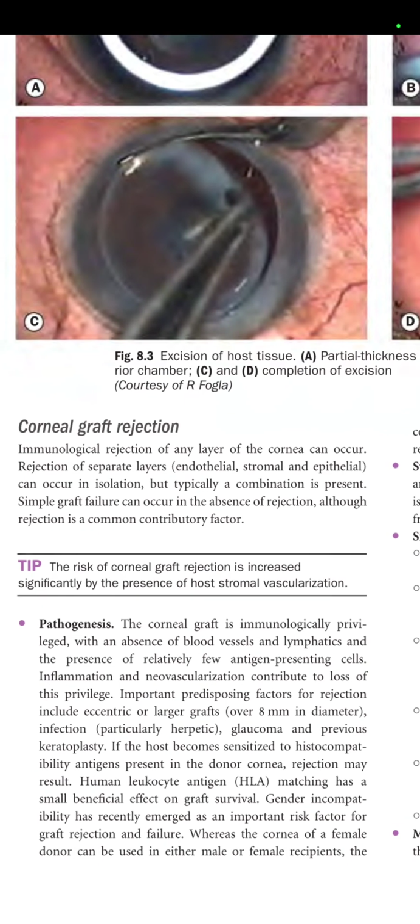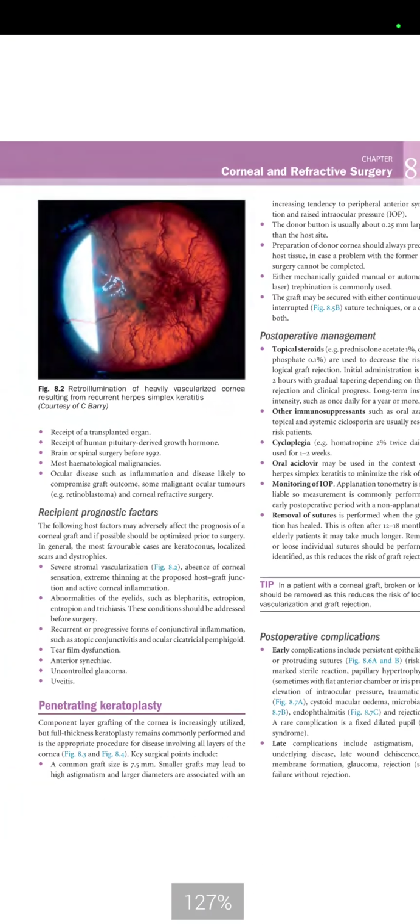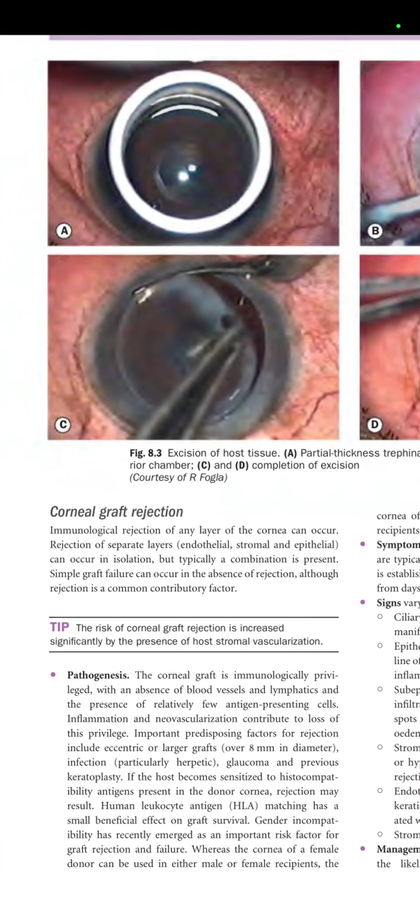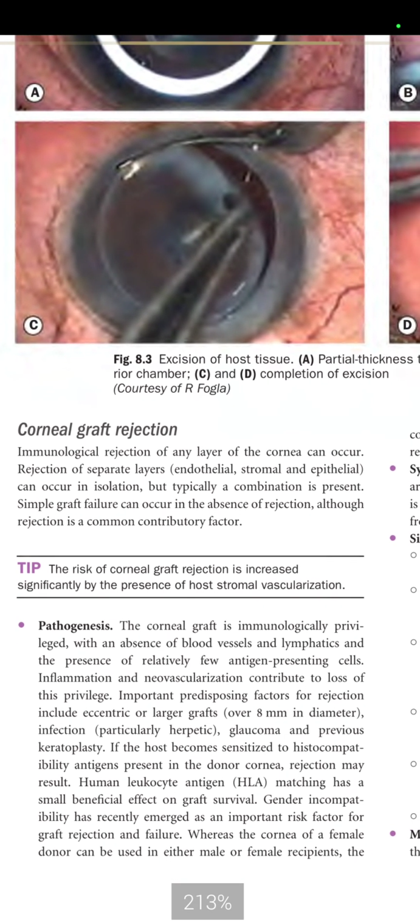The risk of corneal graft rejection is increased significantly by the presence of host stromal vascularization, as we have discussed earlier that this is a poor prognostic factor for graft survival. Pathogenesis: the corneal graft is immunologically privileged, with absence of blood vessels and lymphatics and the presence of relatively few antigen-presenting cells. Inflammation and neovascularization contribute to the loss of this privilege. Important predisposing factors for rejection include host cornea vascularization or immunological inflammation, an eccentric or large graft over 8 mm in diameter, infection, particularly herpetic, glaucoma, and previous keratoplasty. So these are common causes of graft rejection.